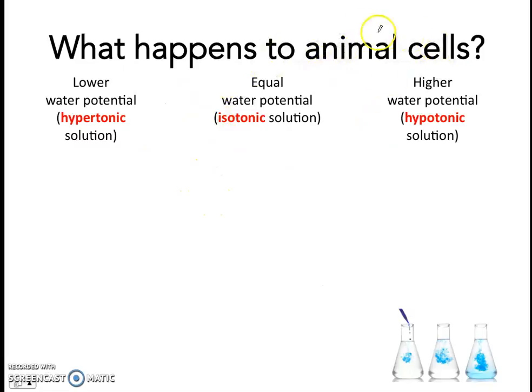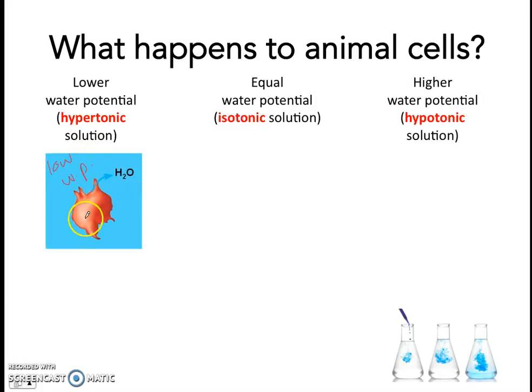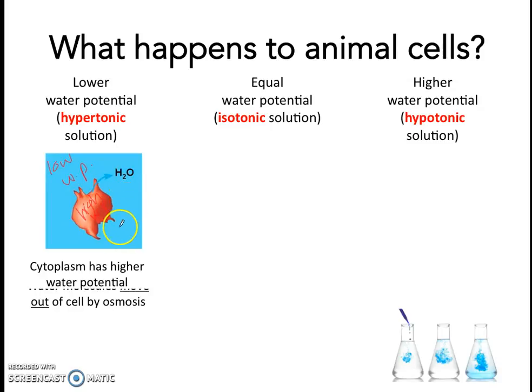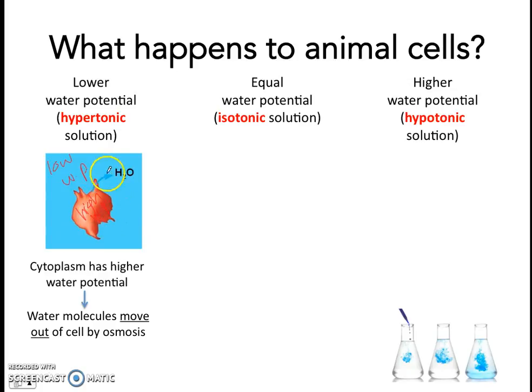So if you place an animal cell, like a red blood cell, into a hypertonic solution, well, that means that the water potential of the solution is lower, okay, compared to inside the cell, compared to the cytoplasm of the cell, which has a higher water potential. Then in which direction will water molecules move? Okay, you're correct to say that the water molecules would move out of the cell by osmosis, and this results in the cell shriveling up in a process known as crenation. Okay, not cremation, but crenation.